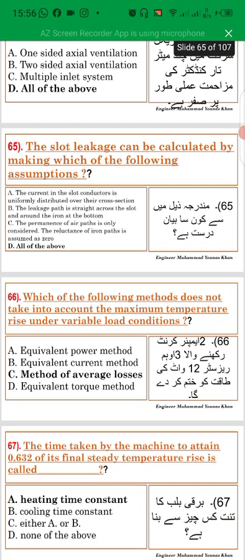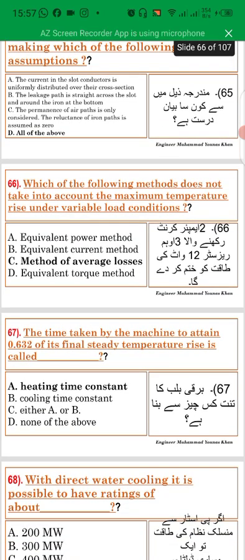The slot leakage can be calculated by making which of the following assumptions? The current in the slot conductor is uniformly distributed over their cross-section. The leakage path is straight across the slot and around the iron at the bottom. The permeance of the air path only is considered. The reluctance of the iron path is assumed as zero.